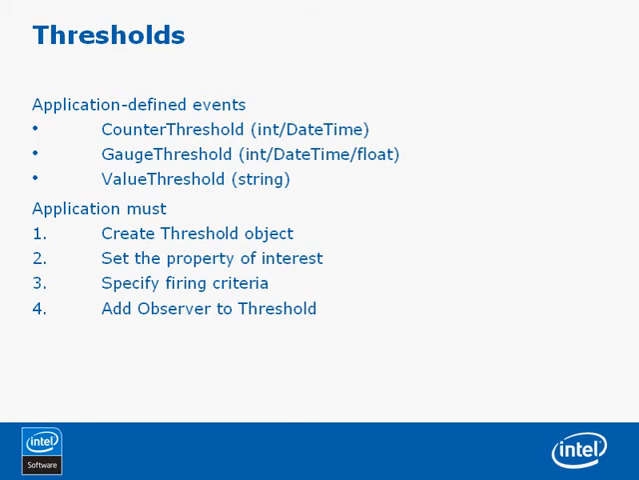In order to create and work with a threshold, 4 general steps must be taken. First, an actual threshold object must be created. Second, the property of interest must be set using the setObservedProperty method. Next, the firing criteria is specified. Finally, an observer object is added to the threshold. Thresholds fire depending on the set condition and the current value of the property based on a configurable time granularity. This granularity can be as low as a second and is modified using the setGranularityPeriod method.